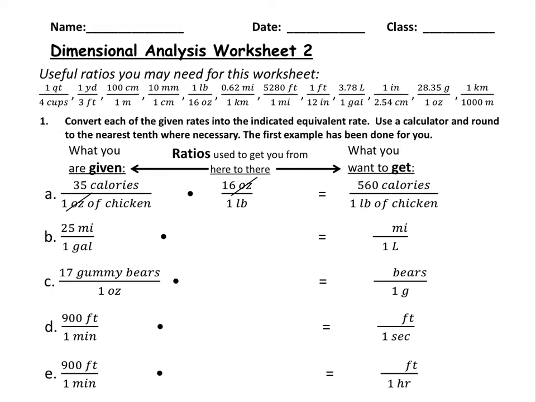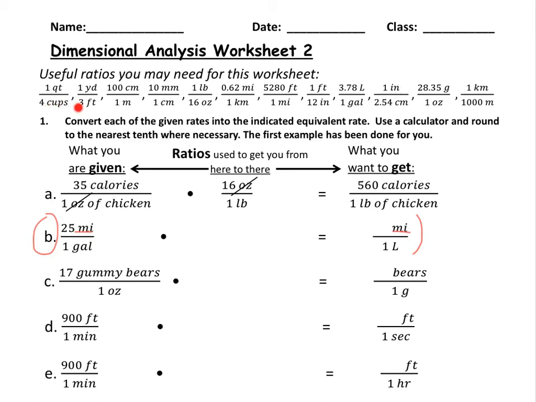So I'm going to start with problem B, where we're trying to convert 25 miles per 1 gallon and figure out how many miles per liter that same amount would be. I don't need to change miles because miles are the same on the left side and on the right side. You can see right there it's miles, and right there it's miles. What I do want to do is figure out how to get from gallons to liters.